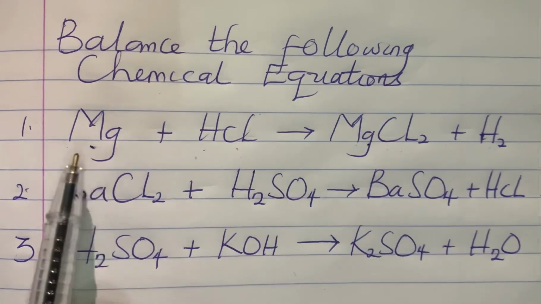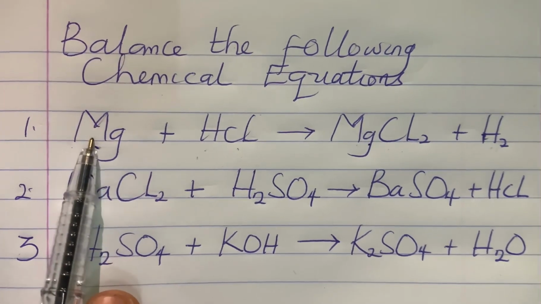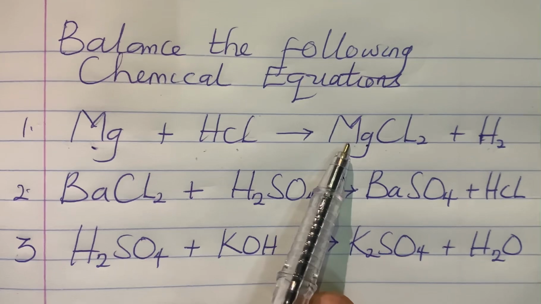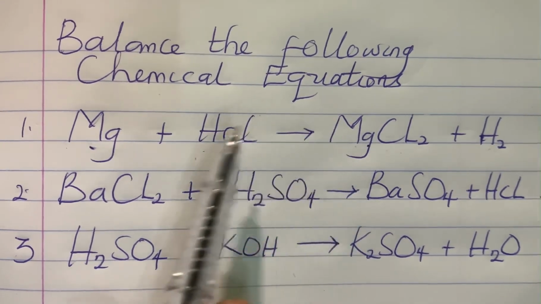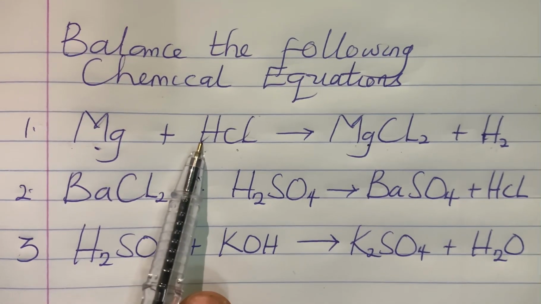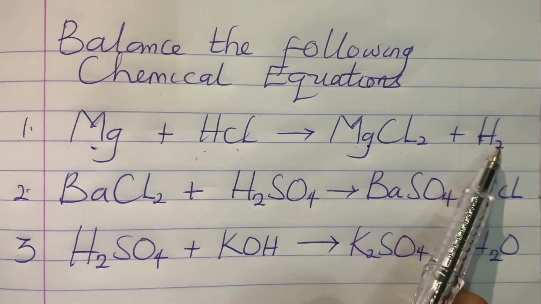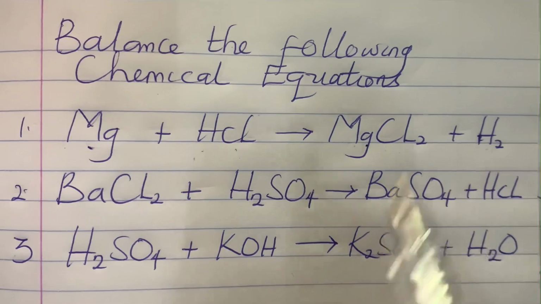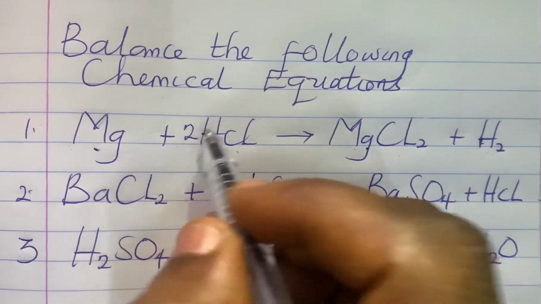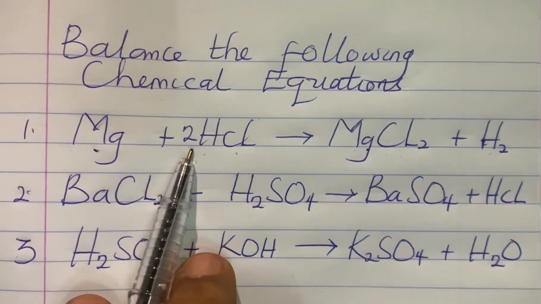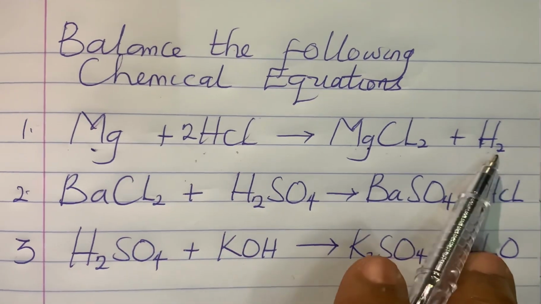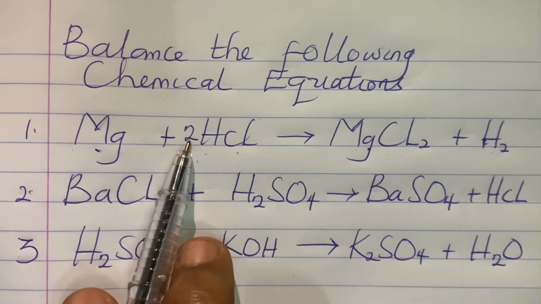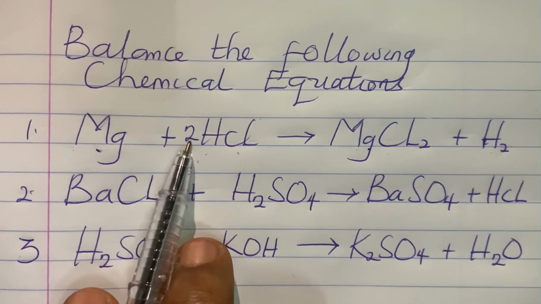Now let's begin. First of all, I have magnesium. The amount of magnesium I have here is 1, while the one I have here is also 1. It means my magnesium is balanced. Then next I have hydrogen. The amount of hydrogen here is 1, while hydrogen here is 2. It means my hydrogen is not balanced. In other words, I'm going to add 2 at the reactant. So now the hydrogen at the reactant is 2, while the hydrogen at the product is 2. Remember, the number you're adding at the beginning is called the coefficient.